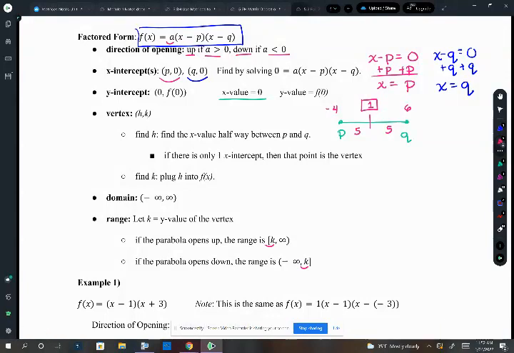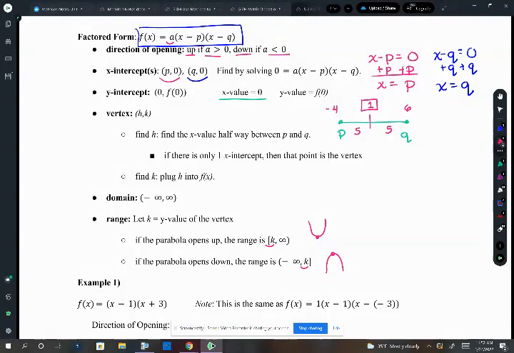All right, so if it opens up, you're going to have your range be from the vertex point k to infinity. Remember that if it goes up, this is your k value. So k to infinity. If your parabola is going down, then here's your k value of your vertex, and it's going from -infinity up to that point.